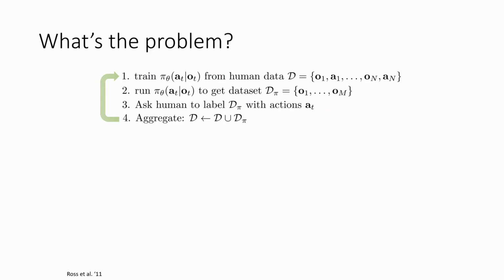Okay, what's wrong with this thing? Does anybody have any ideas or suggestions or thoughts about what might be a problem with this algorithm? Yeah? Getting humans to label large data sets is especially expensive. Can you say that again? Getting humans to label data sets, especially large ones. Right, so getting humans to label large data sets.